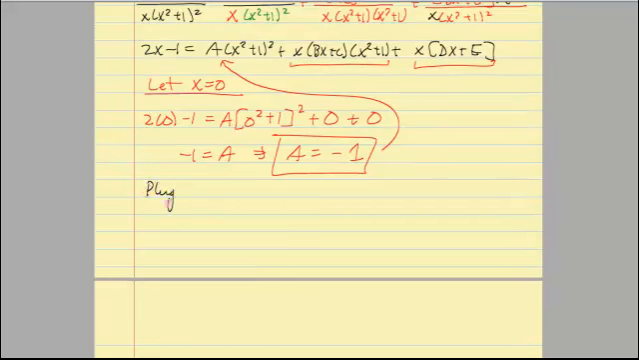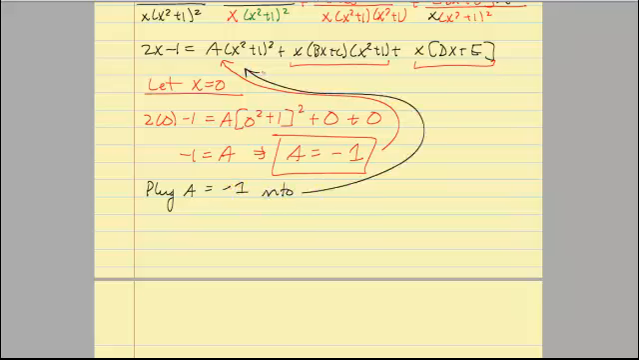I'm going to plug a equals negative 1 into this expression. So I'll be left with 2x minus 1 equals negative 1 times x squared plus 1 quantity squared. And I'm going to just rewrite that out because we're going to want to expand this anyway. And we're going to want to start expanding up here as well. So I'm going to distribute through the x to begin with.